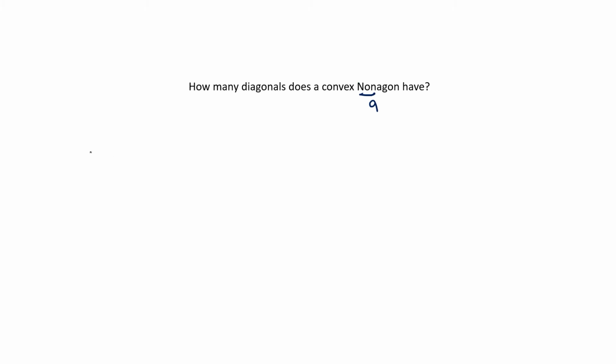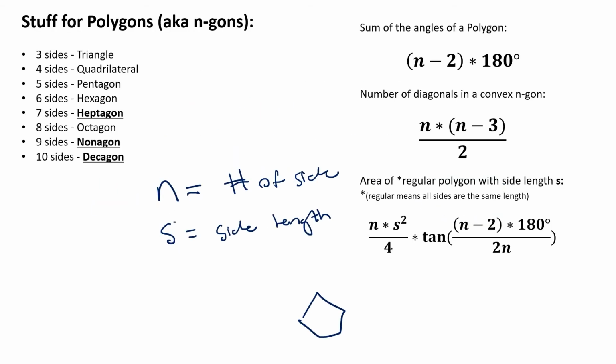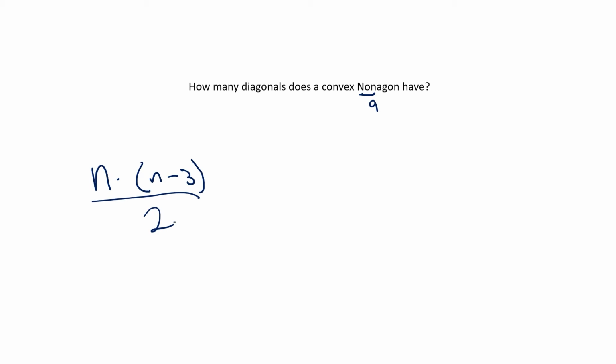How many does it have? So our equation for that was n times n minus 3 over 2. Can we make sure that is the case? Yes. Okay, so we can plug it in. We know we have 9 sides. So 9 times 6, which is 9 minus 3, over 2. This is 54 over 2. And that is, what, 27?